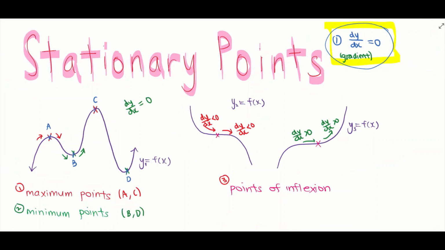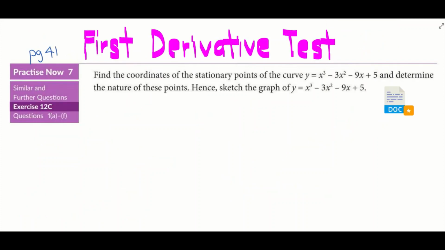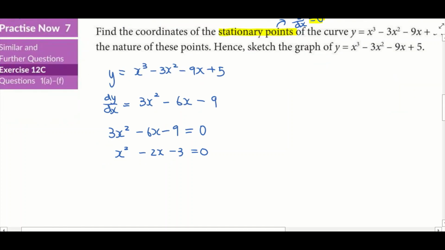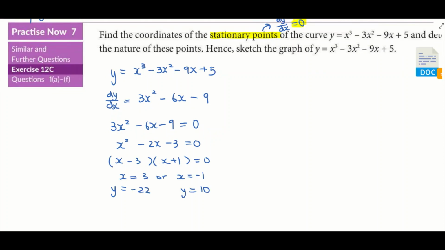Now we'll try some examples in the textbook. Let's come to this question, and I see the word stationary point. What does it mean? When I see this word, what it means is that I must find dy/dx and later equate it to 0, because that is a stationary point. And look at how I simplify it so that it's easier for me to factorize it. After we factorize, we will just find the coordinates.